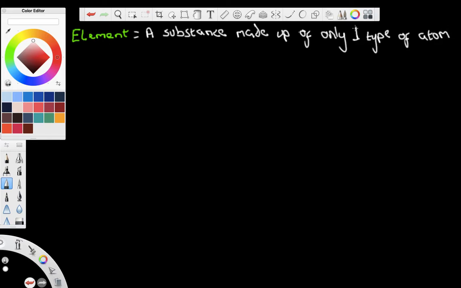Okay, so that's a 1. I didn't write 1 because I know I wouldn't have space there. Now, elements are found on the periodic table. Okay, so an element is always found on the periodic table.